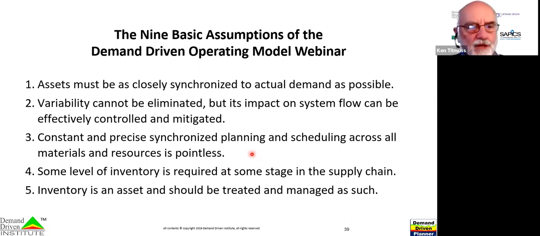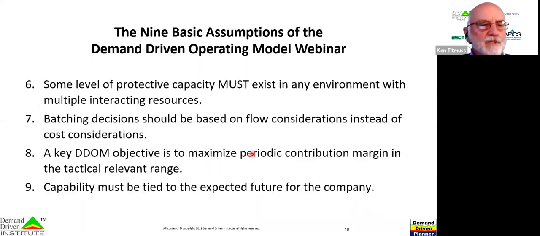Some levels of inventory are required at some stage in the supply chain, and inventory must be treated as an asset and managed as such. Number 6 was some level of protective capacity must exist in any environment with multiple interacting resources. And batching should be based on [flow] and not on cost.